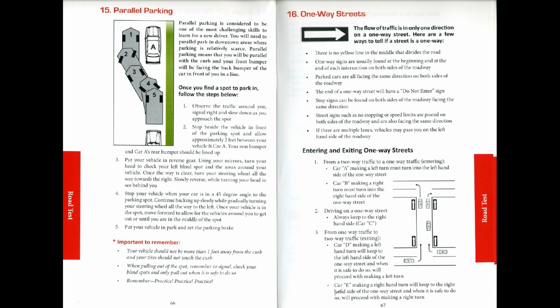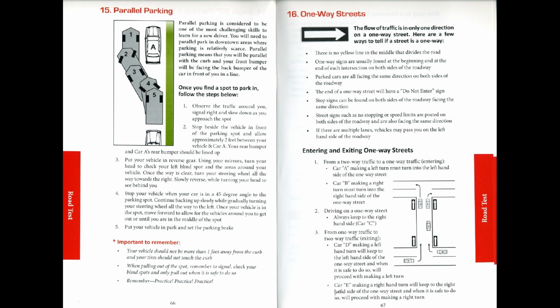Entering and exiting one-way streets. From a two-way traffic to a one-way traffic, while entering. Car A making a left turn must turn into the left-hand side of the one-way street. Car B making a right turn must turn into the right-hand side of the one-way street. Driving on a one-way street, always keep to the right-hand side. From one-way traffic to two-way traffic, while exiting.